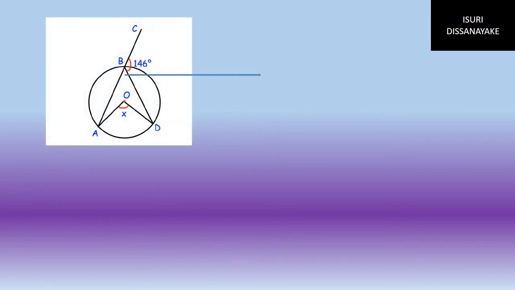Look at this. Firstly, the angle on the straight line: 180 minus 146 is equal to 34. Twice 34, that is at the center, is equal to 68. So the angle at the center is twice the angle at the circumference.